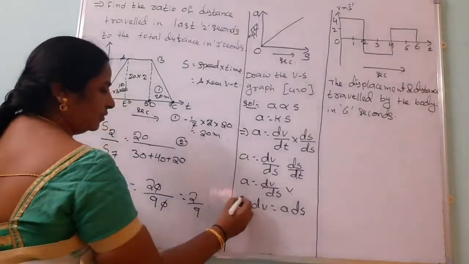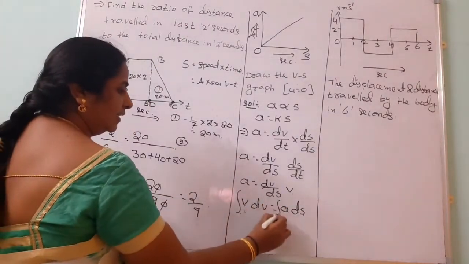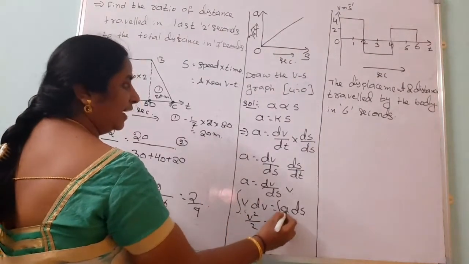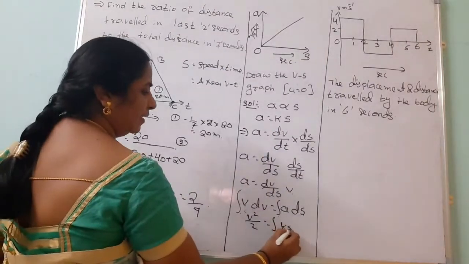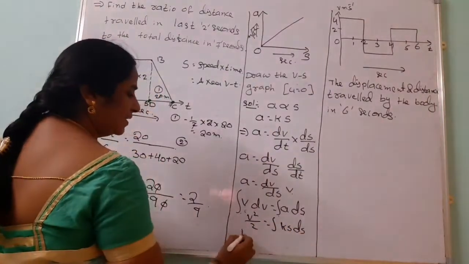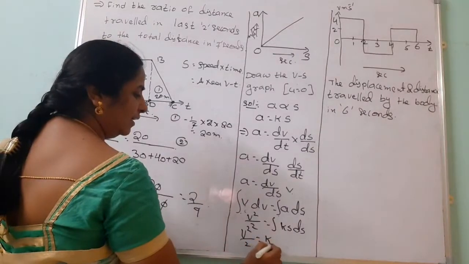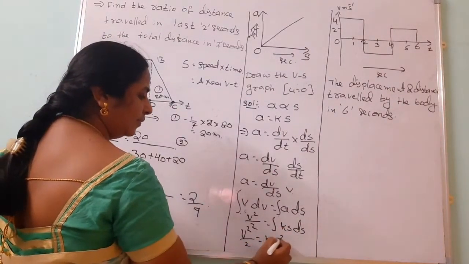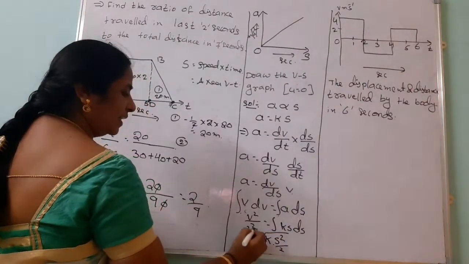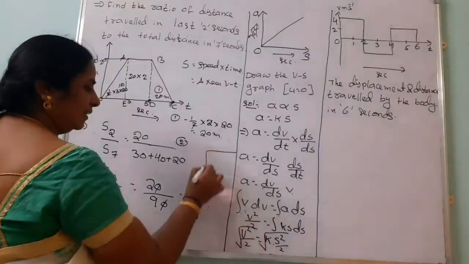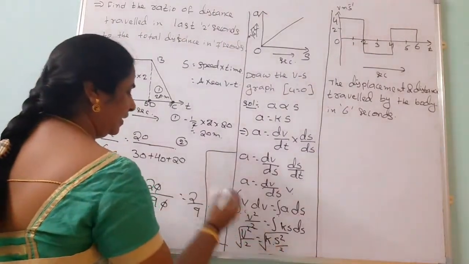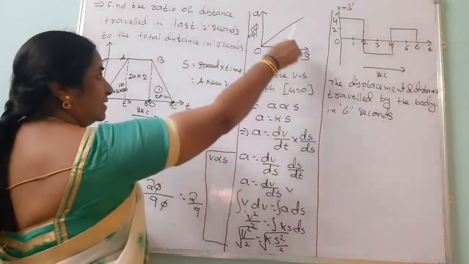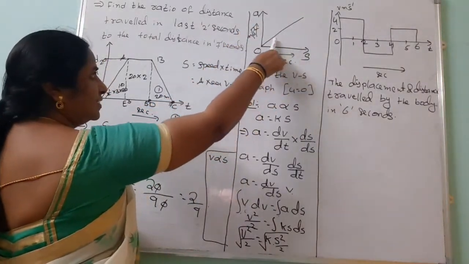Then we take the integration on both sides. The integral of v dv is v square by 2, and instead of a we take ks into ds. Here k is a constant, so v square by 2 equals k into s square by 2. When we take the root on both sides, we get the relation that v is directly proportional to s. Here also a is directly proportional to s, which means it is a straight line.